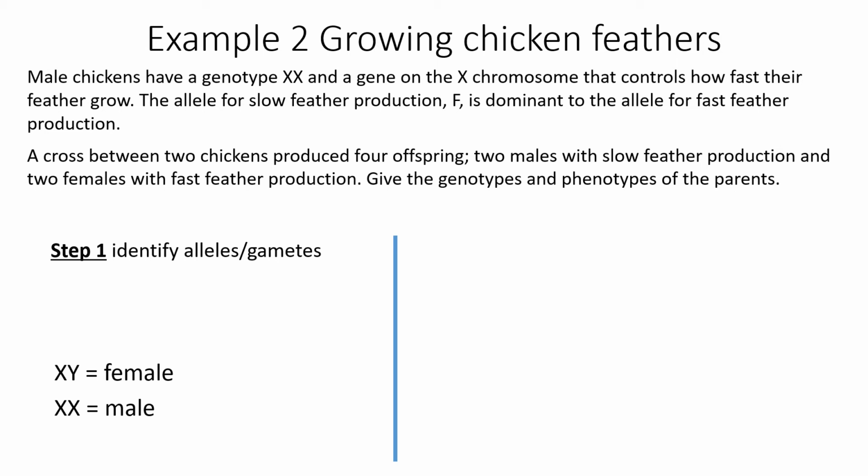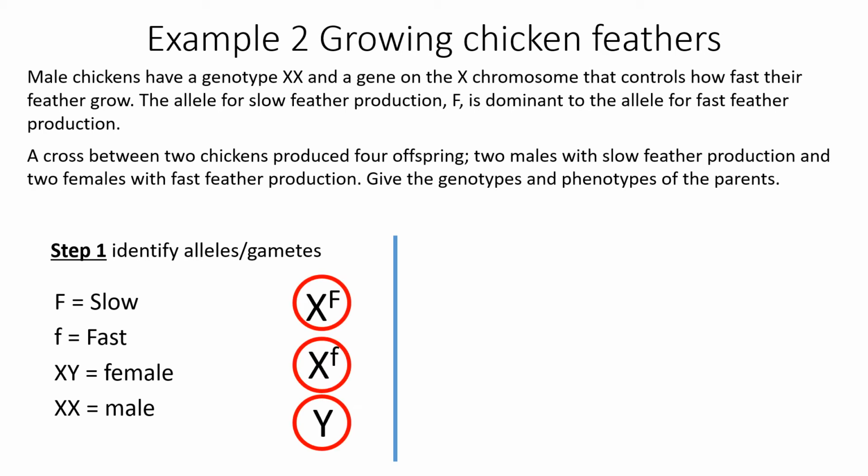We're looking at a gene that controls the speed of feather growth, and we're looking at the letter F in the question, so we don't have to use our own letter. The speed is dominant, and that results in slow feather growth. The recessive results in fast feather growth. And again, we write that down just like we've done for all the other questions. We then identify our gametes.